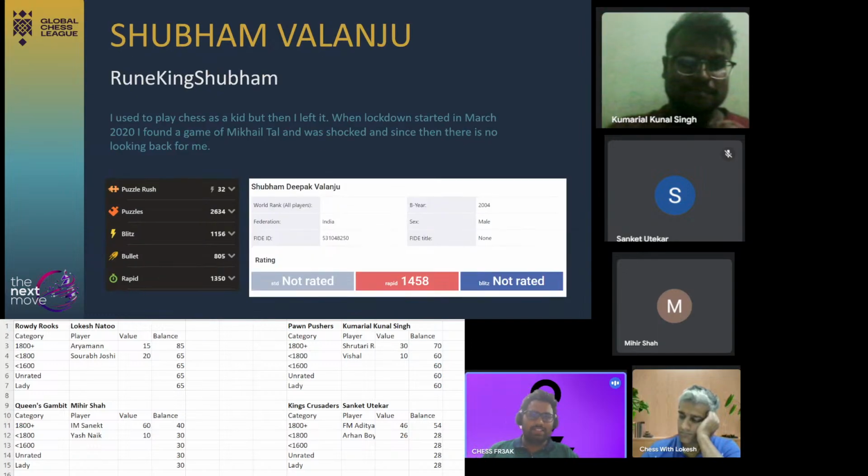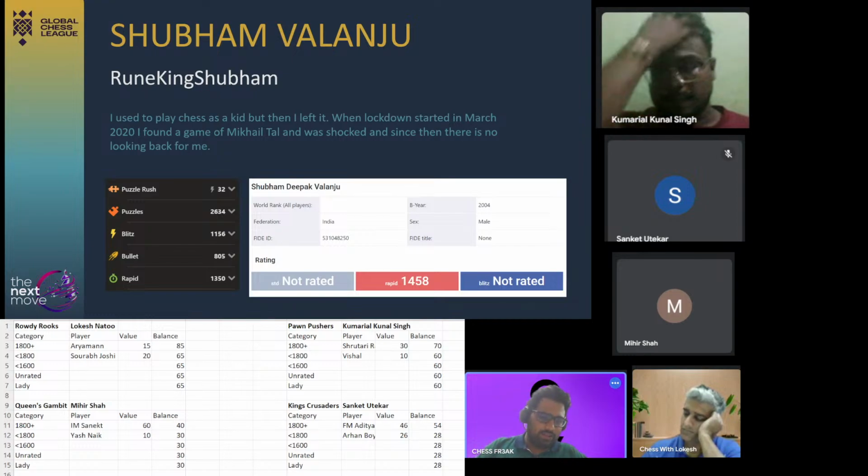The second player in this group is Shubham Valanju, who says, I used to play chess as a kid, but then I left it. When lockdown started in March 2020, I found a game of Mikhail Tal and was shocked. And since then, there is no looking back for me. So, guys, we have a person who started chess again in lockdown thanks to Mikhail Tal. Shubham Valanju, his blitz rating on chess.com is 1156, has a FIDE rating of 1458.